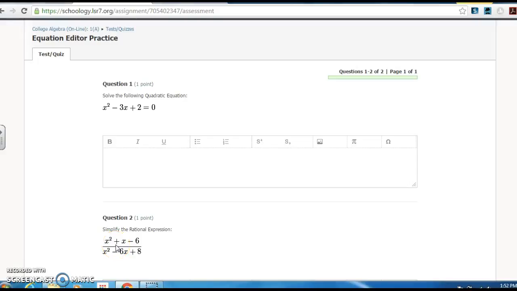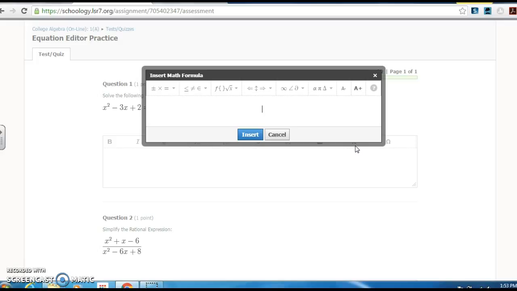This is a quick video to show how equation editor works for short answer or essay questions. Okay, so if we want to solve the following quadratic equation, I'm going to want you to show your work. So first of all, over here is where the button is for the equation.